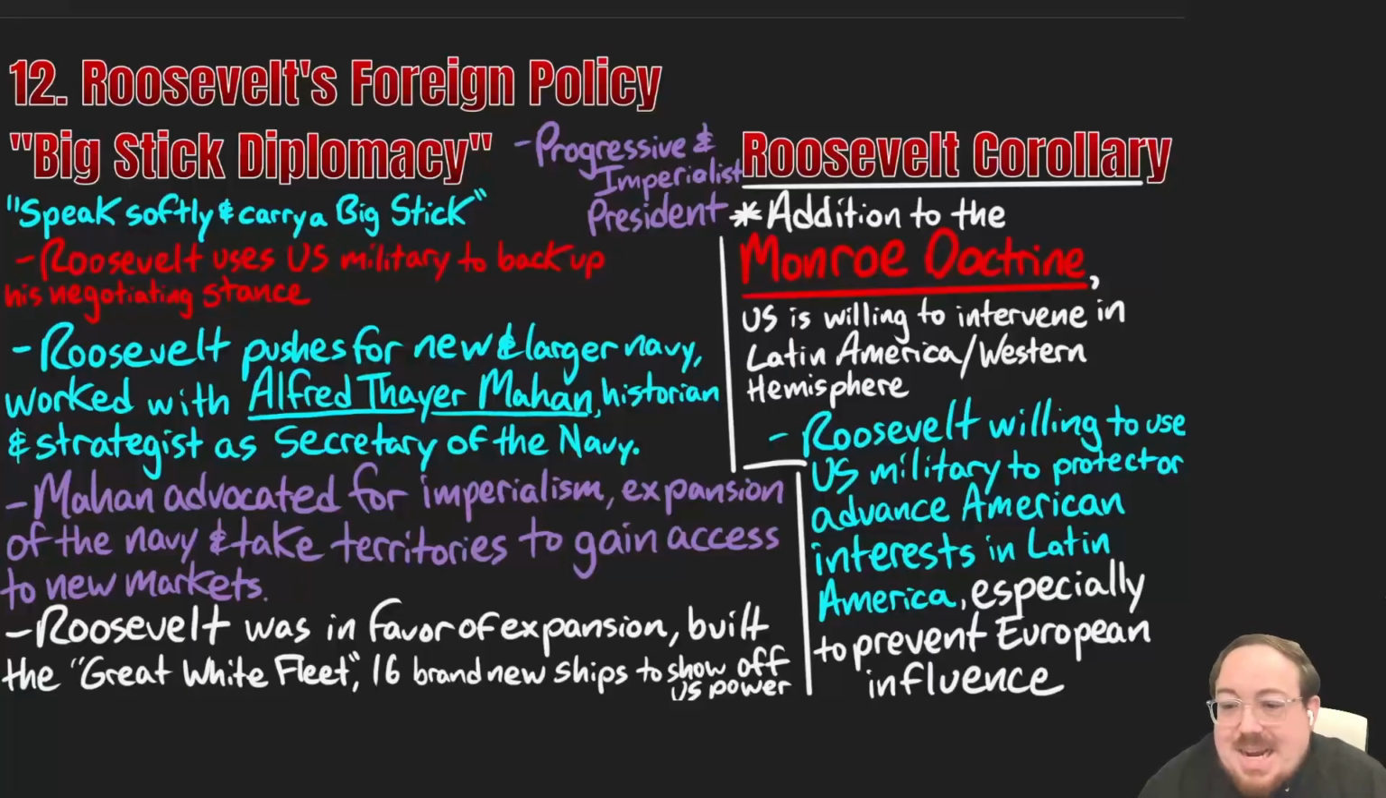Roosevelt will also add to the Monroe Doctrine, which we talked about. You should have learned in History 1301. Basically, this idea that America is in charge of this half of the world, the Western Hemisphere, and Europe needs to stay out. Now, with the Roosevelt Corollary, or corollary is just another word for addition, the Roosevelt Corollary is basically saying, not only is this our half of the world, but we're going to use our military to enforce that and to prevent European influence and prevent European meddling in Latin America and in the Western Hemisphere.